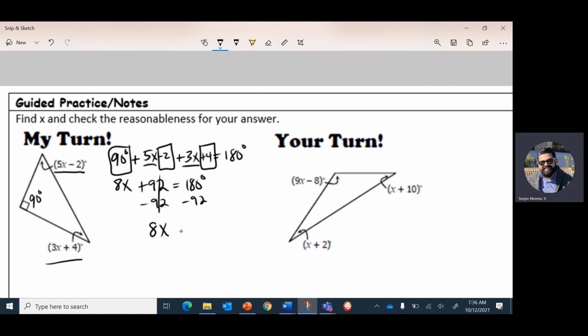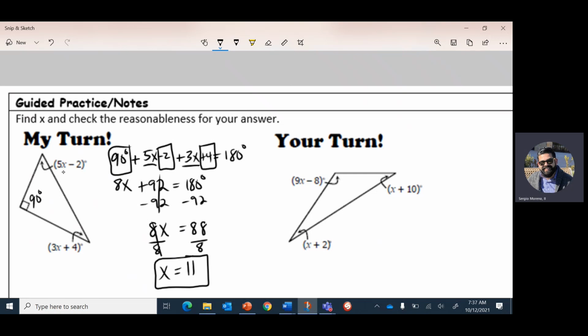Now we get 8x equals 88. Dividing by 8 on both sides, x must equal 11. So, subbing in our value of 11 just to check the reasonableness of our answer.